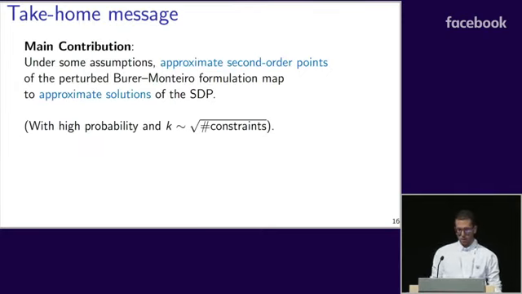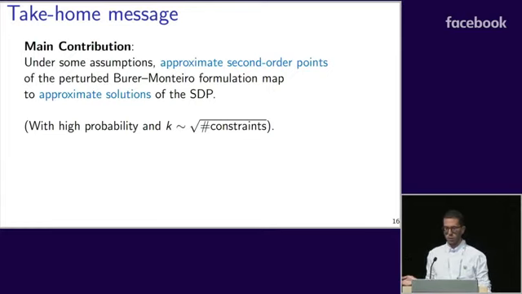Okay, just to conclude, here is the main contribution that we make in our paper, and if you want more details, please don't hesitate to come to see our poster. What we show in our paper is that under some assumptions, if you look at the perturbed version of Burer-Monteiro, and you look at the approximate second-order points of this perturbed Burer-Monteiro problem, these points are going to map to the approximate solution of the semi-definite program. And this result holds with high probability under perturbation and with k not too large, so k of the order of the root of the number of constraints.